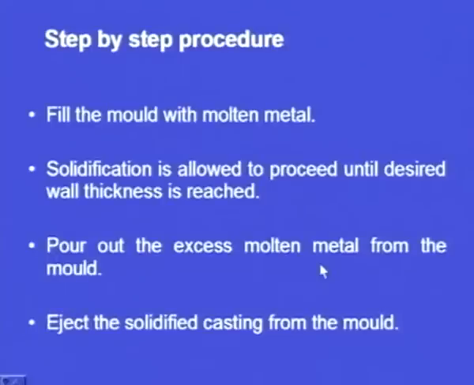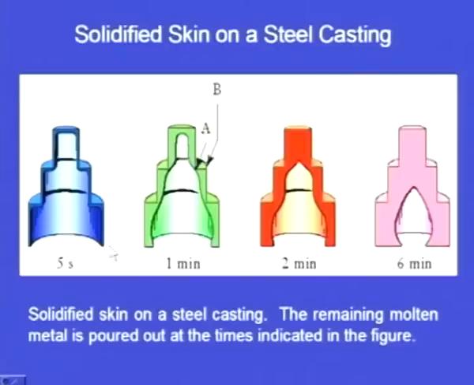Pour out the excess molten metal from the mold before it completely solidifies. Then eject the solidified casting from the mold. Here we can see the casting to be obtained, and the thickness of the shell gradually increases with respect to time. After 5 seconds, this will be the thickness. After 1 minute, this will be the thickness. After 2 minutes, this will be the thickness. After 6 minutes, this will be the thickness.